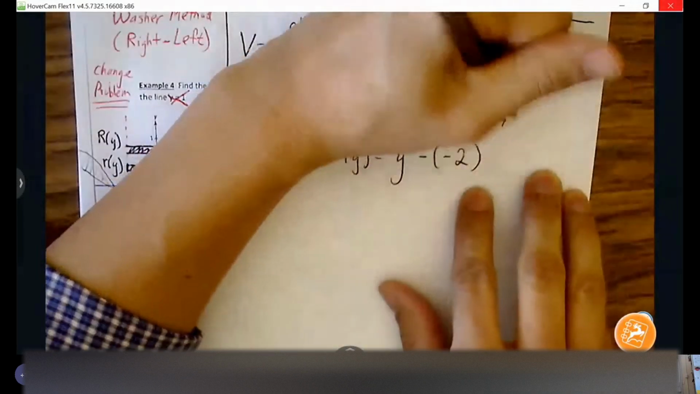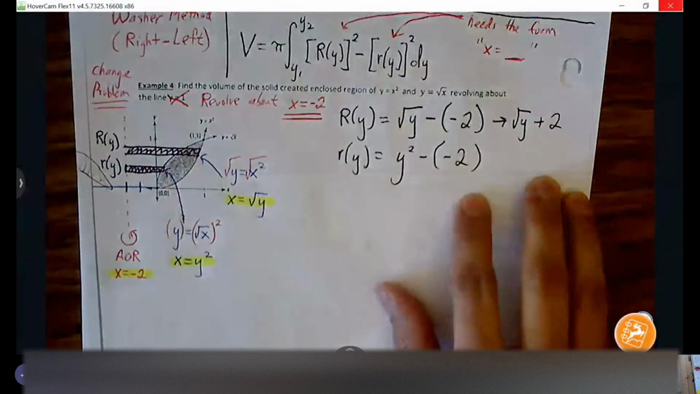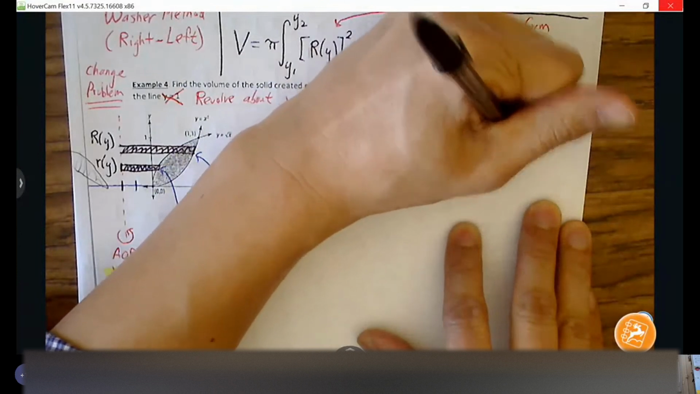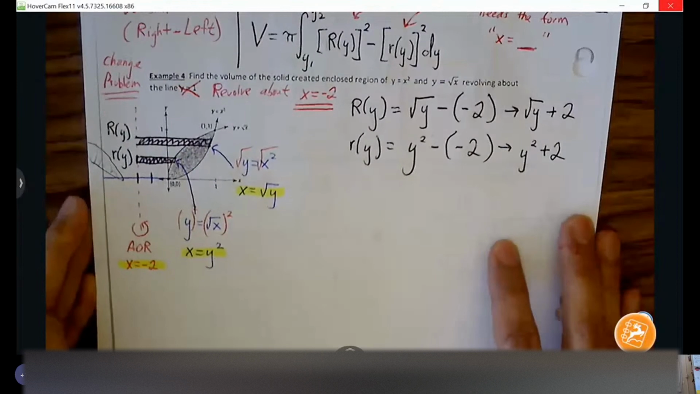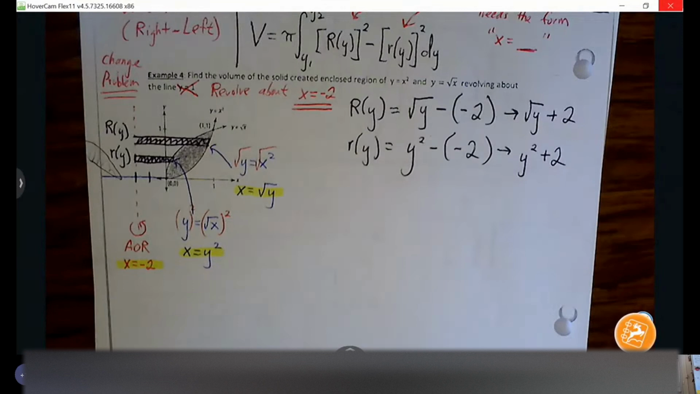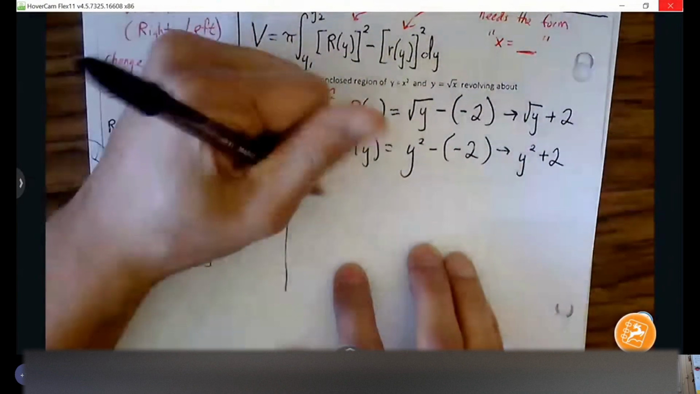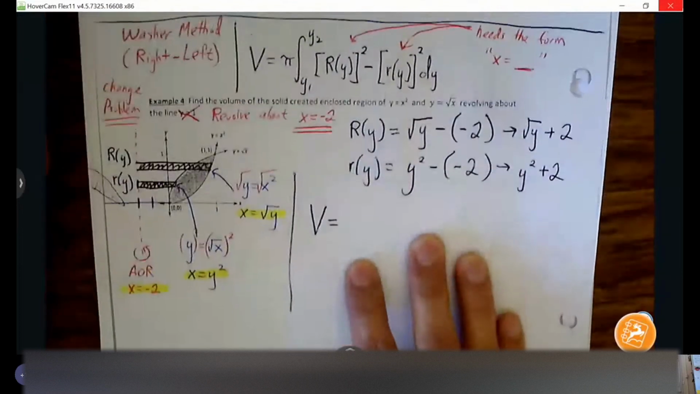So big R, root y plus 2. Little radius, I'll clean this up as well. Y squared plus 2. Okay. Do we need to look for bounds, or are they kind of given to us? Yeah. Okay. We can tell by looking at the graph, right? But so we can start building our volume formula here. Pi.